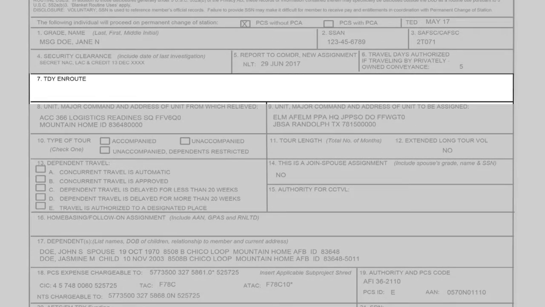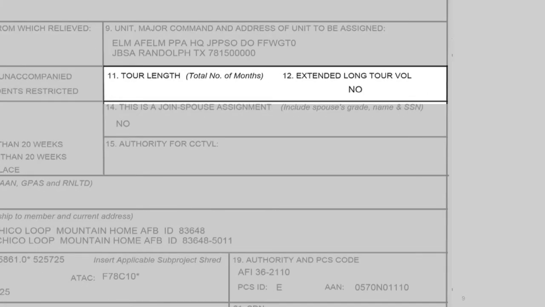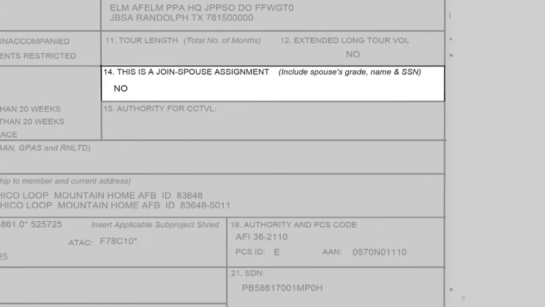Block 7, TDY en route when applicable. Blocks 8 and 9. Block 10, type of tour. Blocks 11 and 12, tour length. Block 13, dependent travel, concurrent or non-concurrent travel. Block 14, joint spouse assignment when applicable. Block 16, home base follow-on assignment when applicable. Block 17, dependent information when applicable.